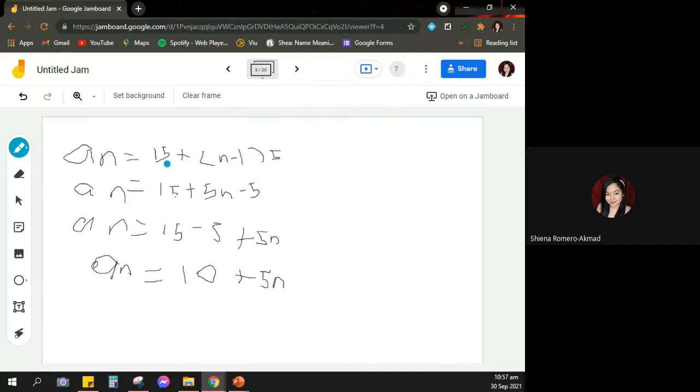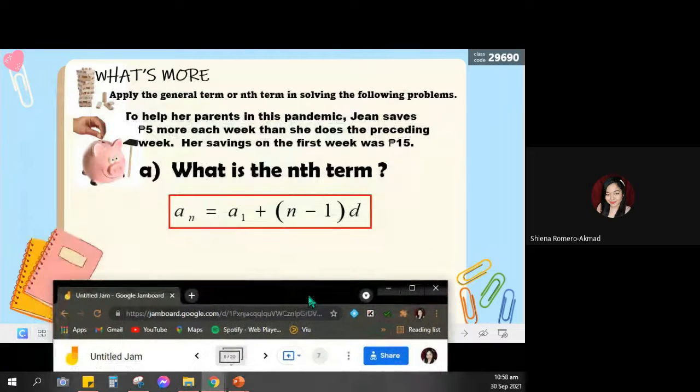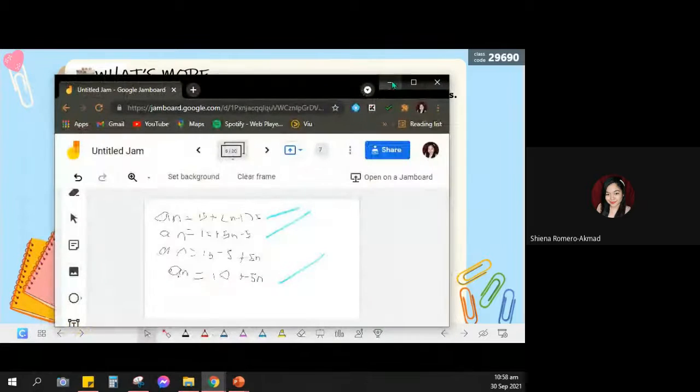A sub n is equal to 15, first term, plus n minus 1 times the difference, which is 5, correct? A sub n is equal to 15 plus 5n minus 5, correct? And subtract natin yan, we'll get A sub n equals 10 plus 5n, correct? So, marunong na kayo on how to get the nth term.